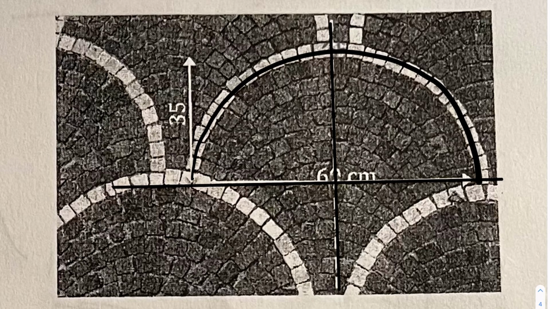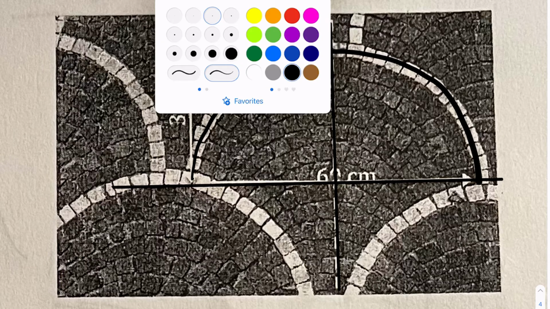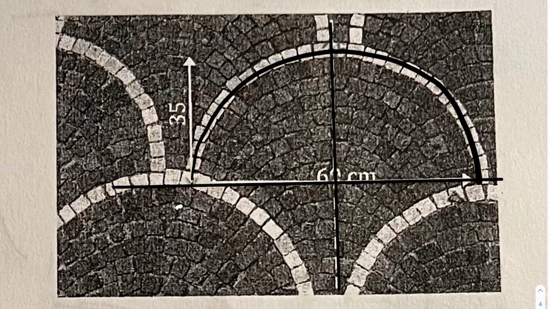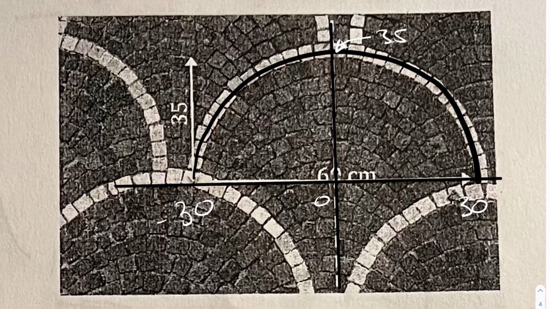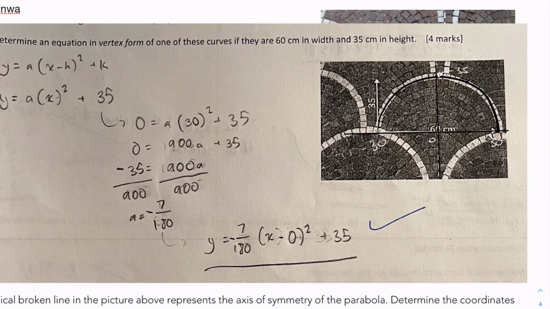So that means we're going to go 30 back and 30 forward. So I got 30 here, negative that is, and positive 30 here, and 0 in the middle. And the height over here, the max, is 35. And that's all in centimeters.